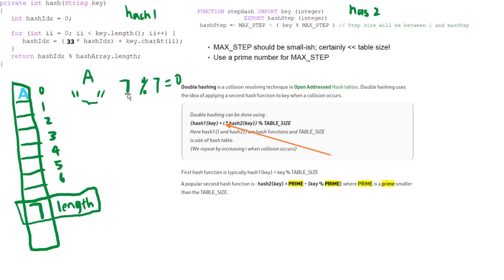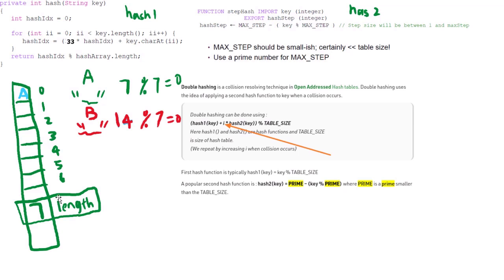Then we perform another hash algorithm. Let's say this is 14. What happens if we have a string called B? Our hash result is 14. 14 modulus 7 is also 0. So what can we do with this B? We cannot insert it to A. So we put it into hash 2, the step hash.